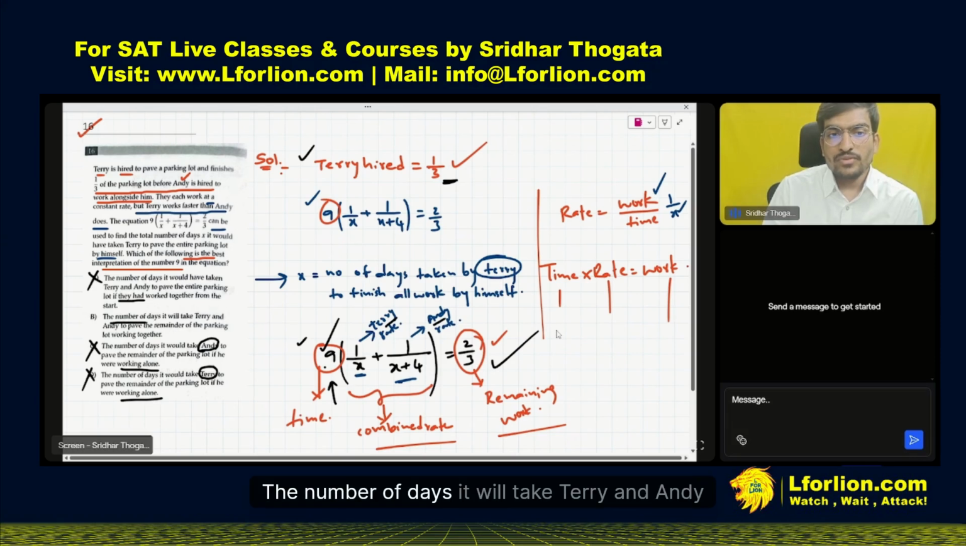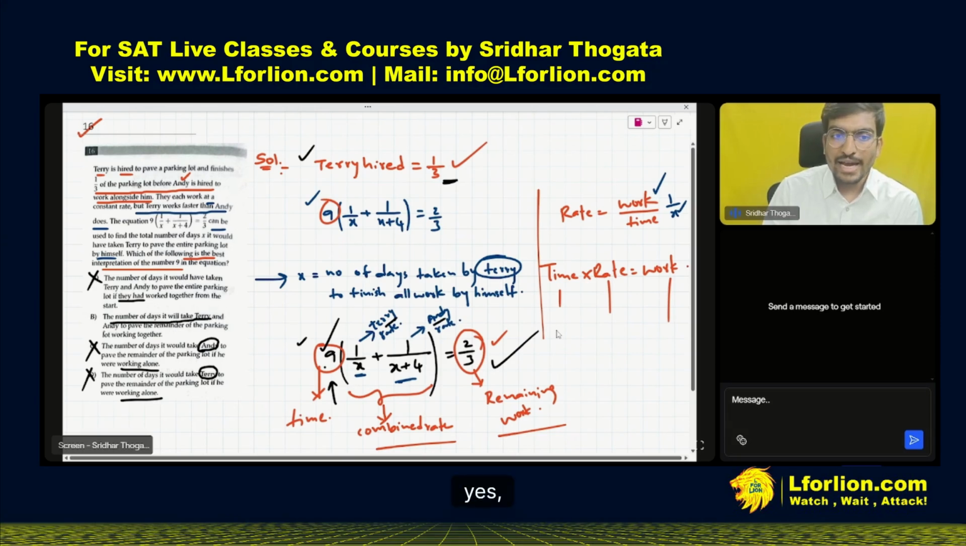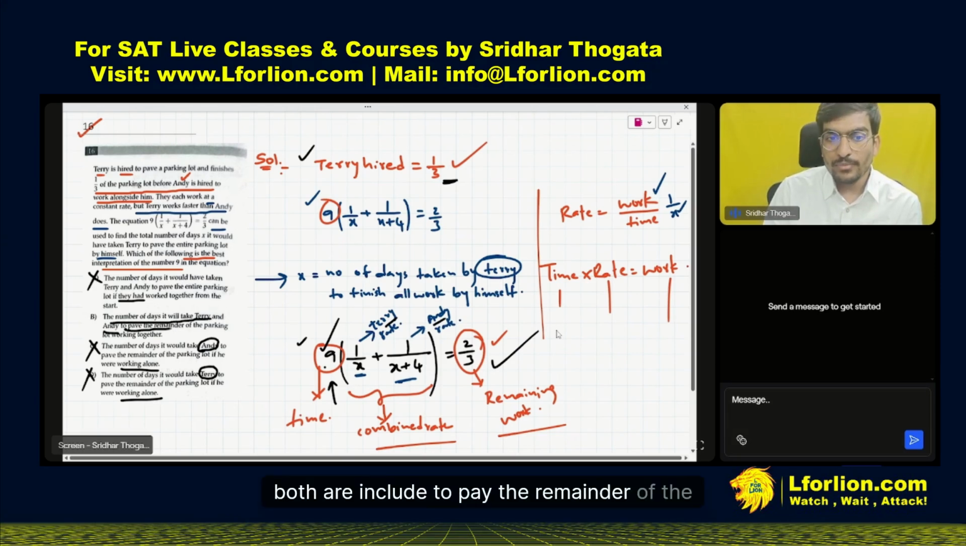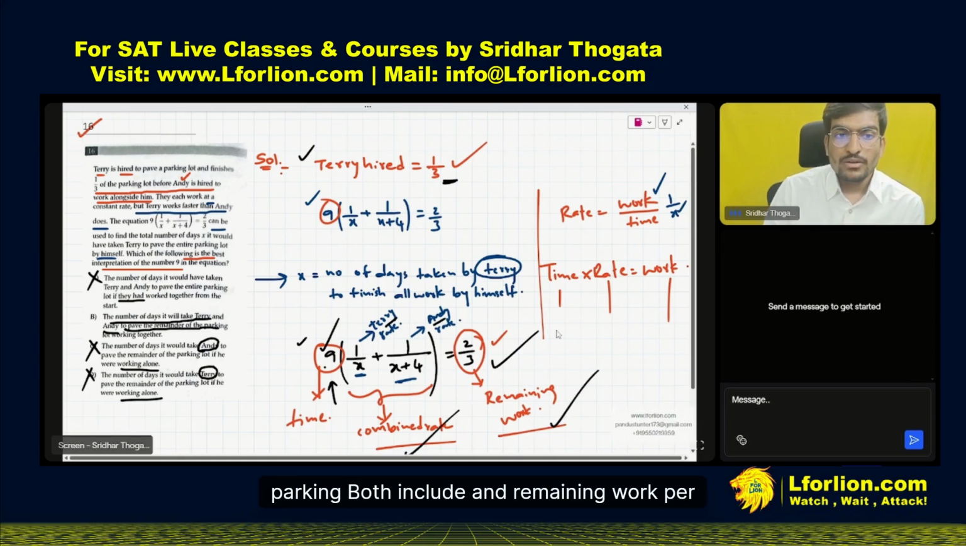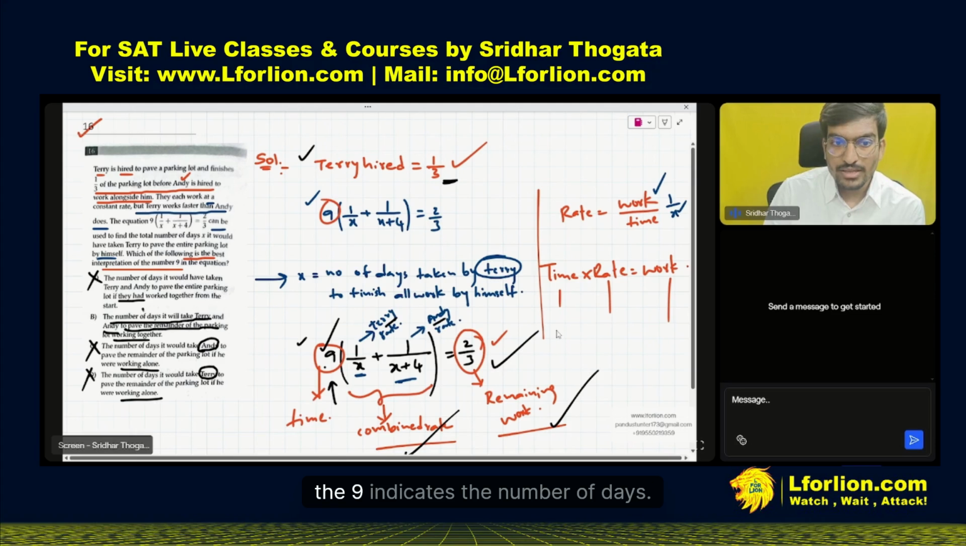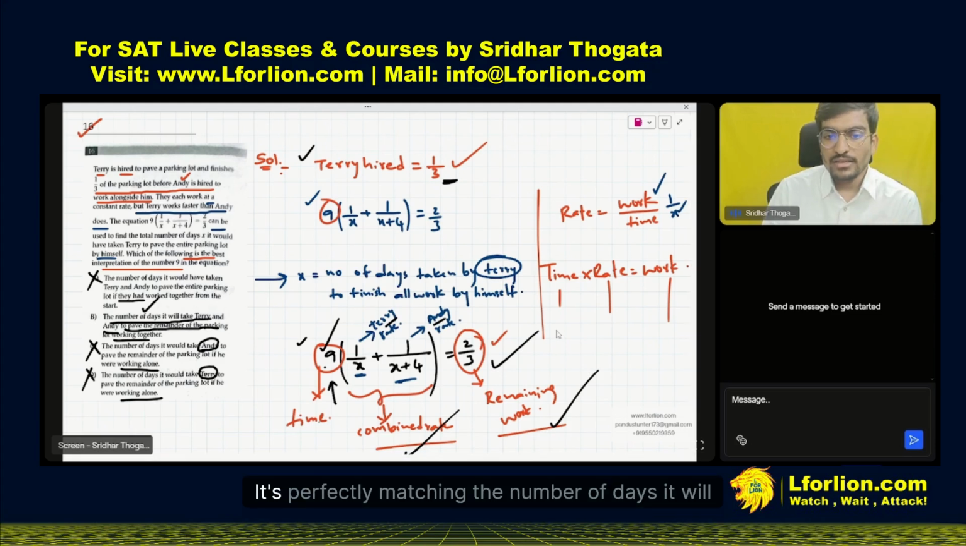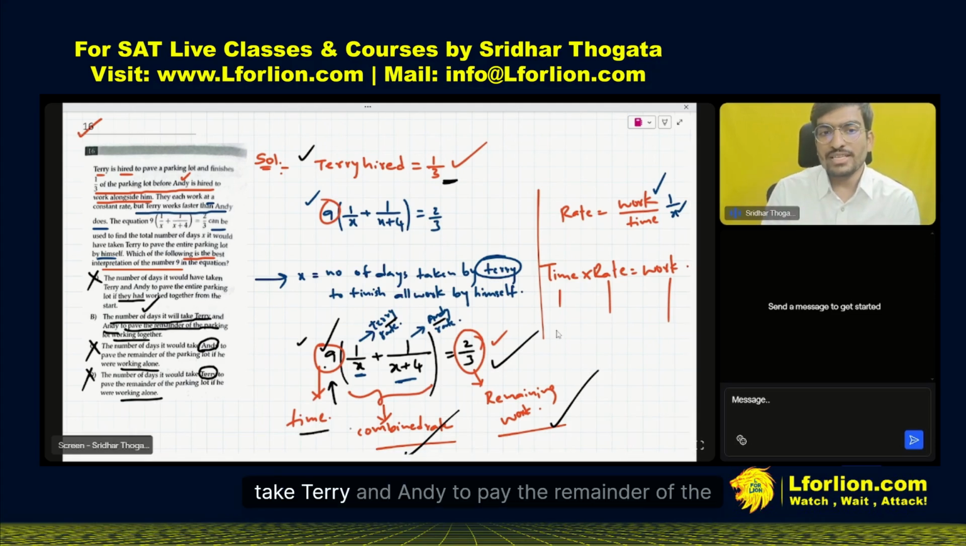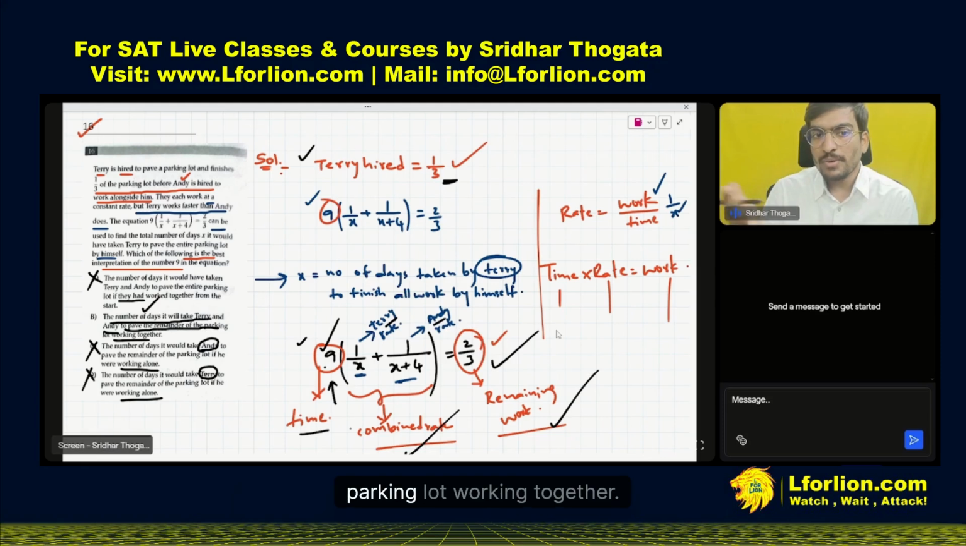The number of days it will take Terry and Andy, yes, both are included, to pave the remainder of the parking lot, both included, and remaining work, working together. You see, the 9 indicates the number of days. It's perfectly matching. The number of days it will take Terry and Andy to pave the remainder of the parking lot working together. So it's option B. Done. I just said it in a rough way here.